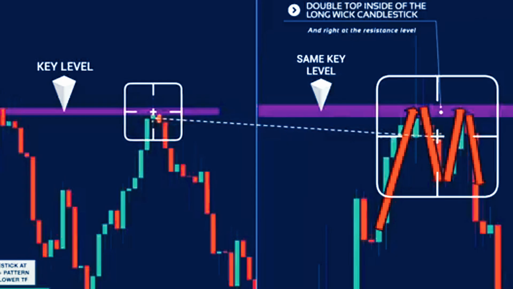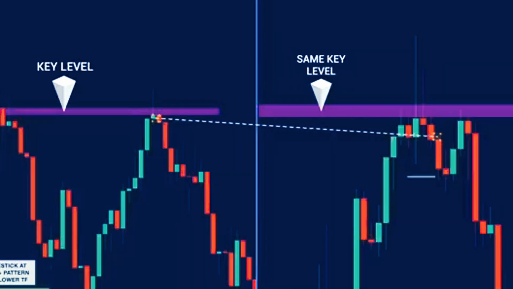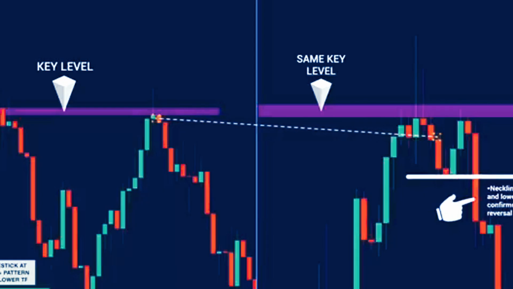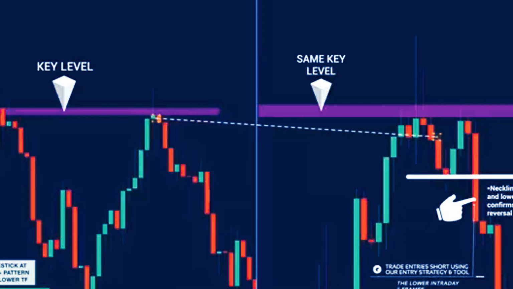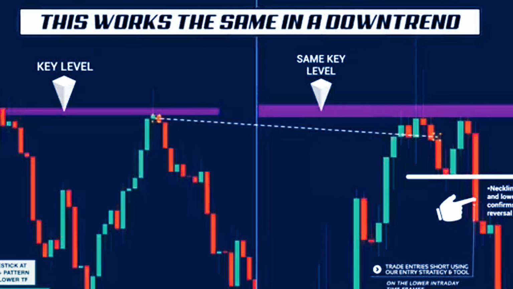So again, to confirm the reversal and the trend change, neckline placed here at the swing low, and once price breaks the neckline and makes a lower low, your trend change is confirmed from an uptrend to a downtrend. The breakout here is then when you would go to the lower intraday timeframes to take trade entries short. Now, going in the opposite direction, in a downtrend, this would work the same. So moving on to the next pattern.